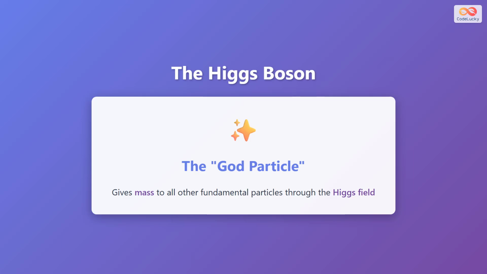Photons don't interact with the Higgs field at all, which is why they're massless and travel at the speed of light. The Higgs boson was predicted in the 1960s, but wasn't discovered until 2012 at CERN's Large Hadron Collider, confirming one of the final missing pieces of the Standard Model.